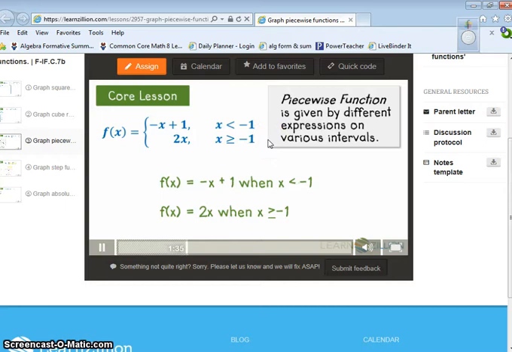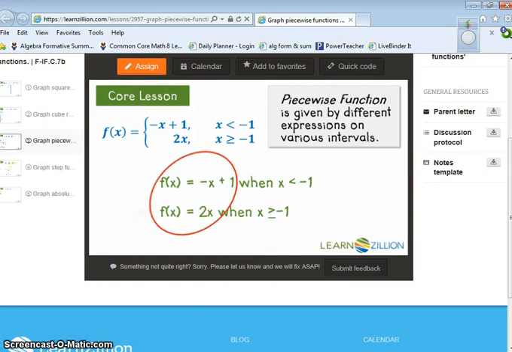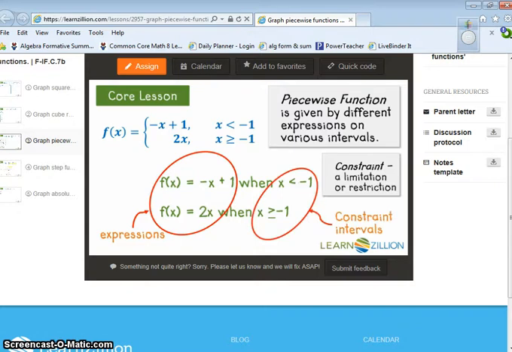So if we have an x of 0, we would plug it into the second one because 0 is greater than negative 1. So f of x would be 2 times 0, or 0. So it depends what your x value is, which equation you plug into. These are called the expressions for the function. And we have constraints. A constraint is a limitation or a restriction. These are the constraint intervals.